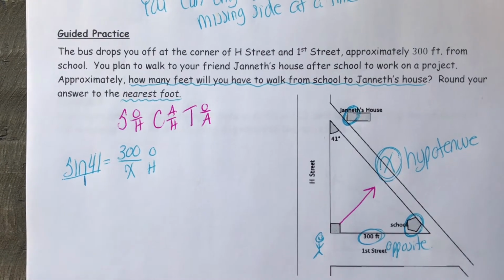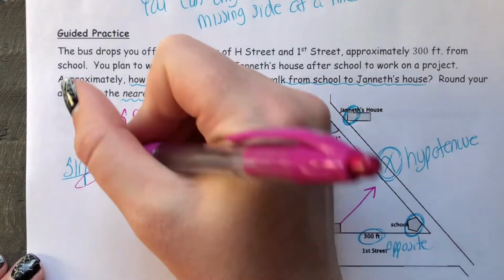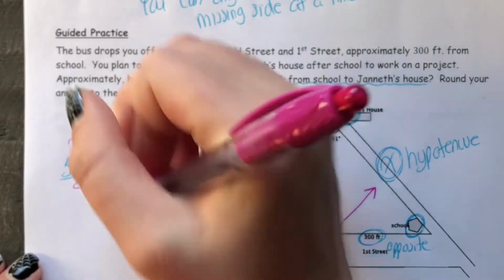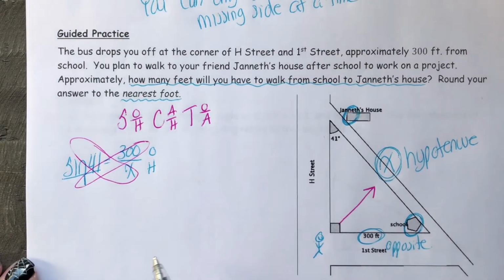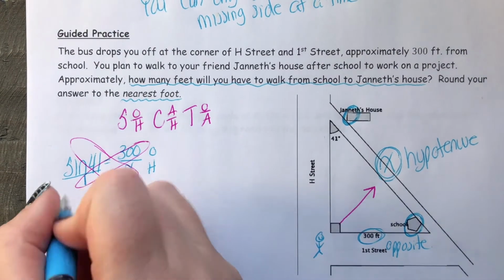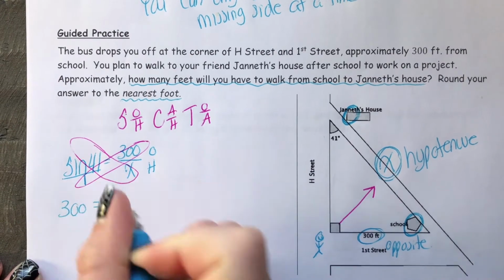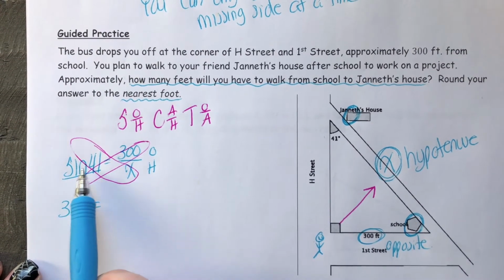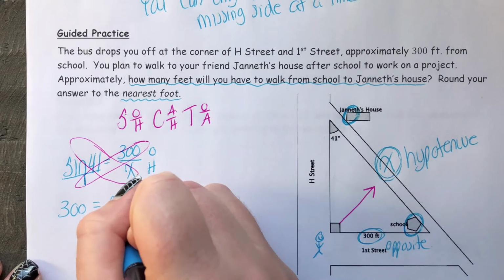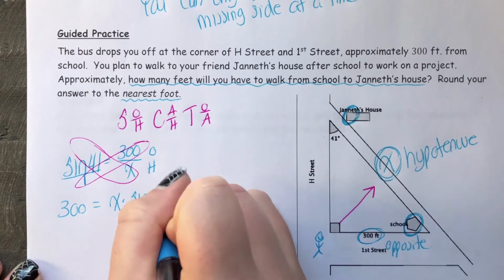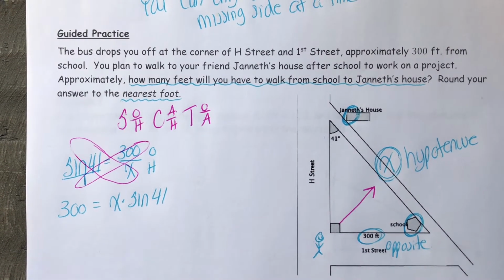And then here we go. We got to cross multiply and solve. So I'm going to do 300 times 1, sine 41 times x. All right, here we go. 300 times 1 is 300. X times sine 41 is x times sine 41. I can't put those bad boys together.